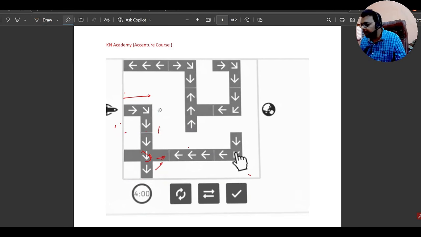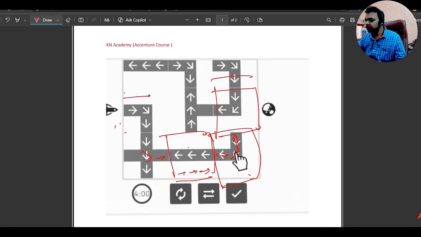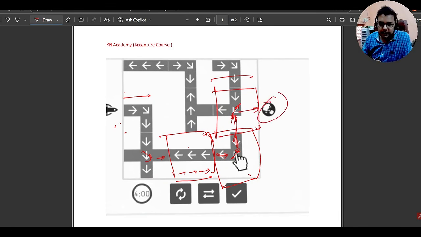Okay, and after this we will select this block, this one, and we will change direction of this block, so it will look like this, and this. Again we will select this block, we will change the direction, so it will look like this, up, up. We will select this block and we will rotate it, so it will look like up, and that's how we will reach the last direction.